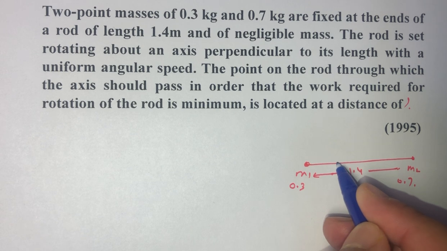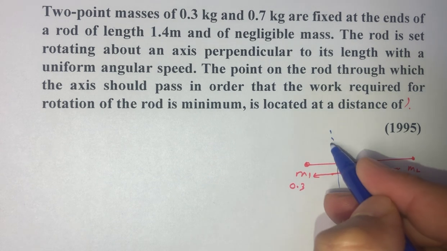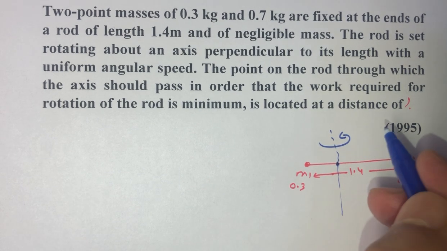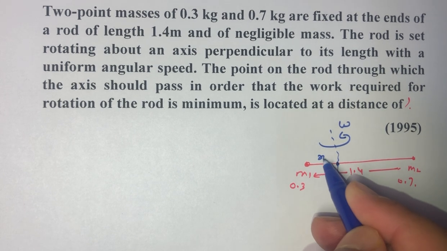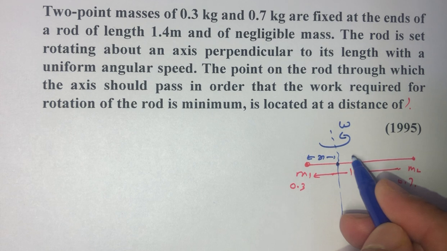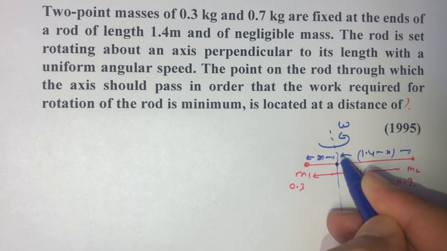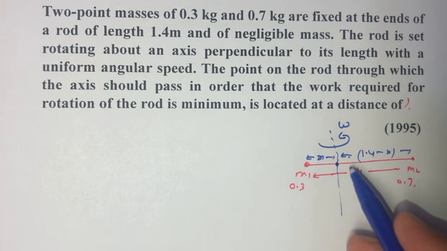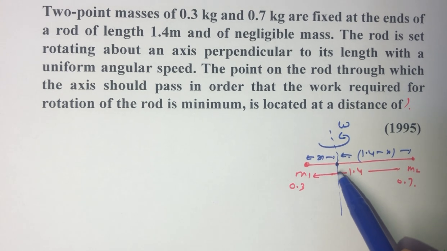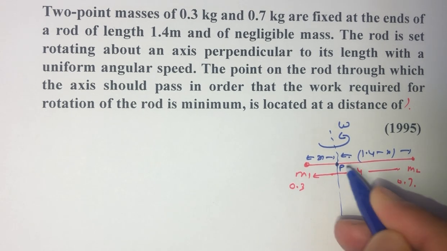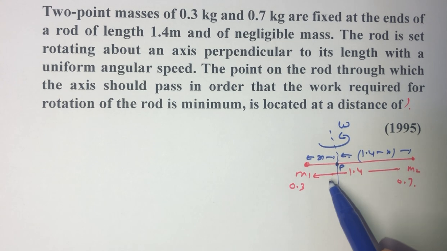So we assume that this be the point about which this rod is rotating with a uniform angular speed, that is omega, and it is at a distance of x from M1. So from M2 it will be 1.4 minus x. So we have to find out the value of x either from M1 or from M2. Okay, we have to find out this point. Let us suppose this point is P, its distance from M1 or its distance from M2.